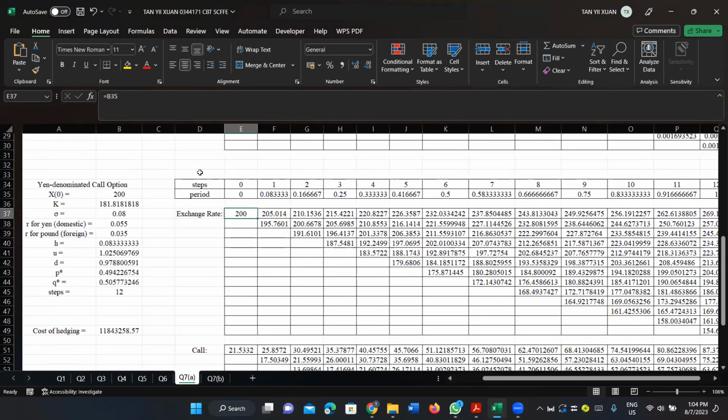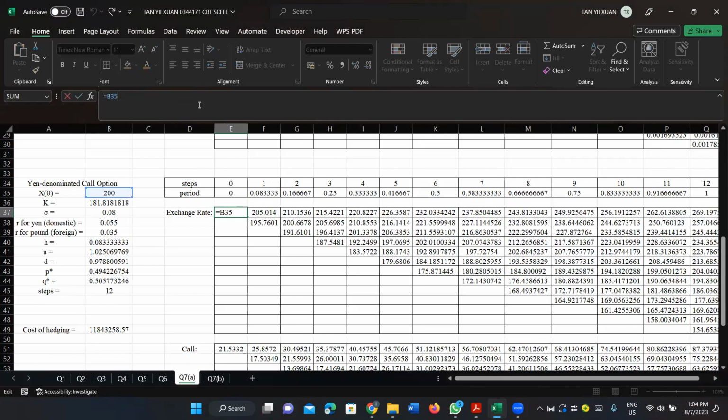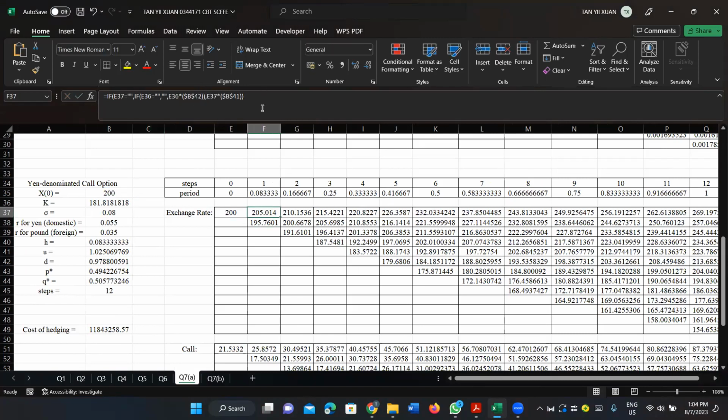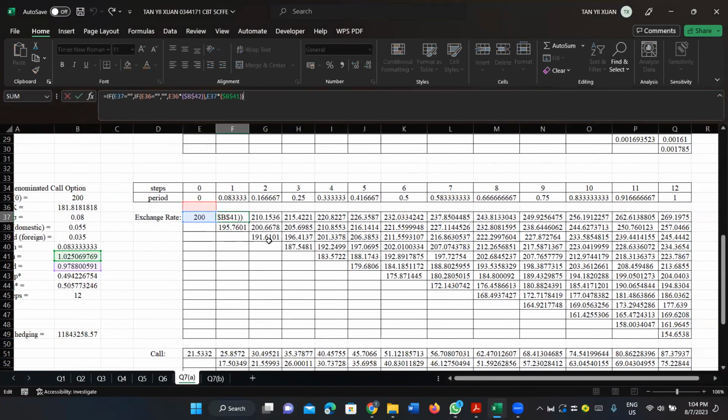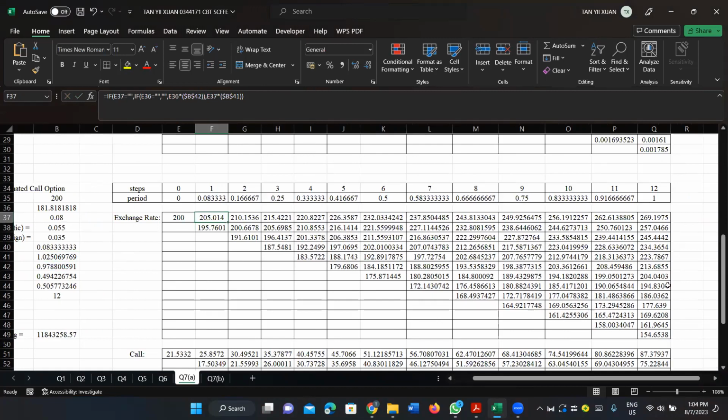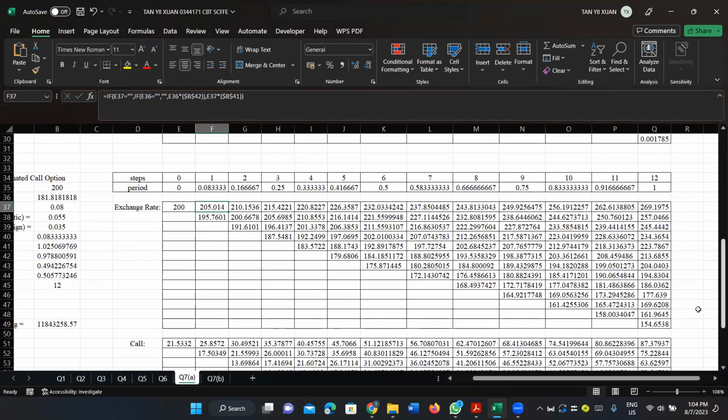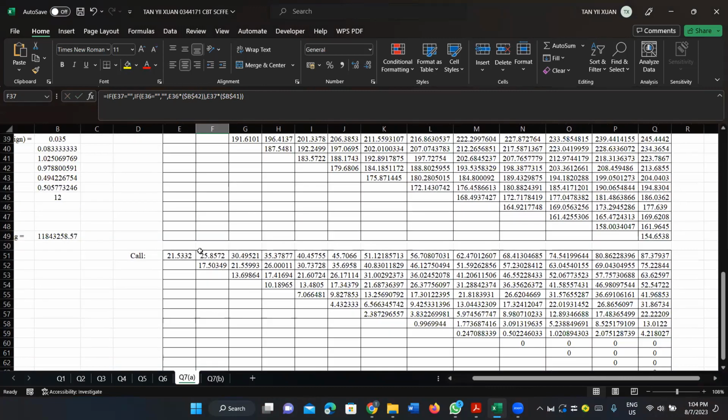Okay, similarly, we start with the 200, and then we need to times U with 200 and D with 200, and so on. This formula is similar to the one above, so we can just drag it until the end of this 12 periods and then drag it down for 12 periods as well. So we will get this exchange rate.